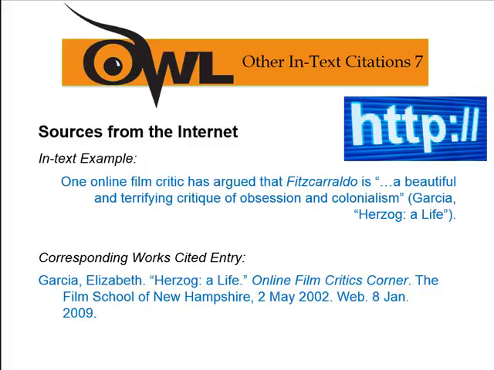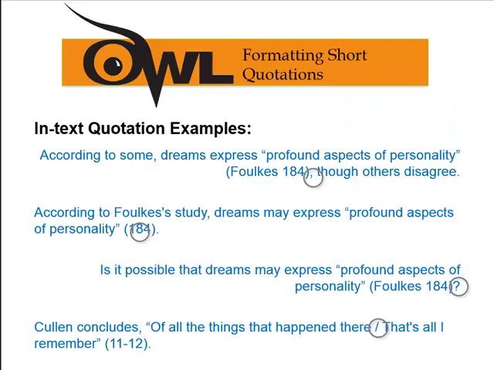So this is an article on an online website that has the author's name, Garcia Elizabeth, the name of the article, the name of the website. The next bit there is the organization that put the website out, the date of initial posting, or the date the article was posted, and that last date there is the date when you access it. And we'll look at this briefly when we get to the works cited page itself.